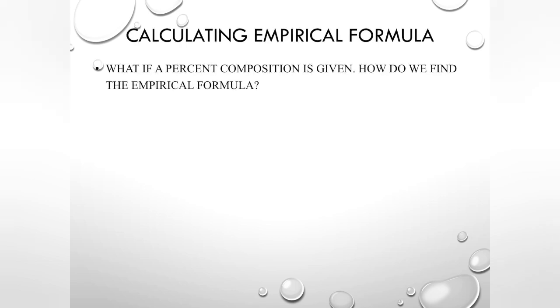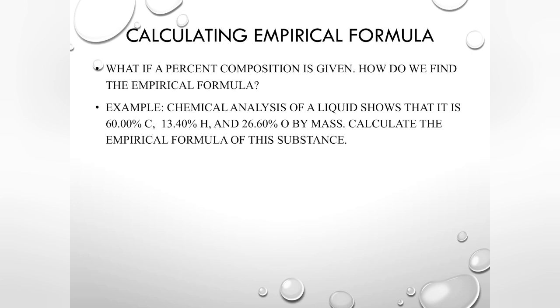Calculating empirical formula: what if a percent composition is given? How do we find the empirical formula? Let us take an example. A chemical analysis of a liquid shows that it is 60% carbon, 13.40% hydrogen and 26.60% oxygen by mass. Calculate the empirical formula of the substance. Here we are provided the percentage composition of carbon, hydrogen and oxygen. Three elements are present and the percentage composition is given by mass.